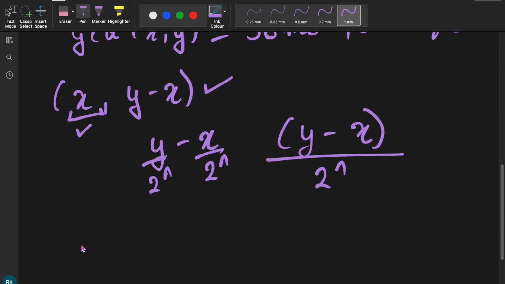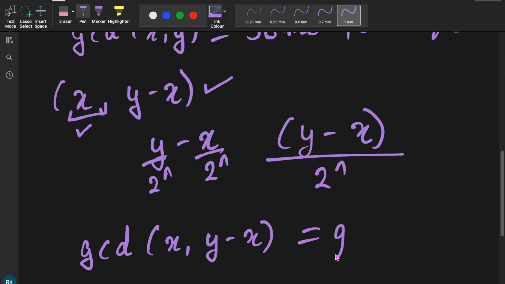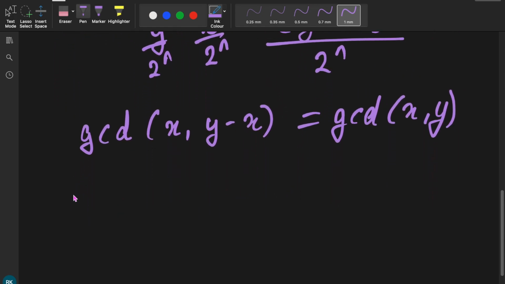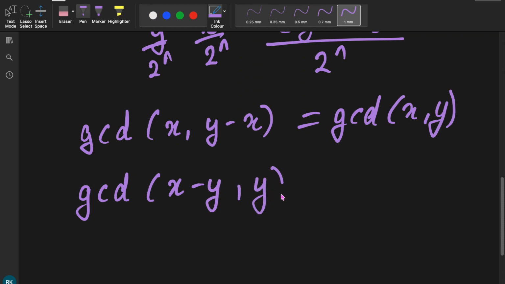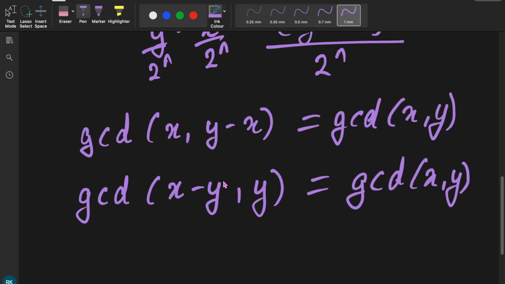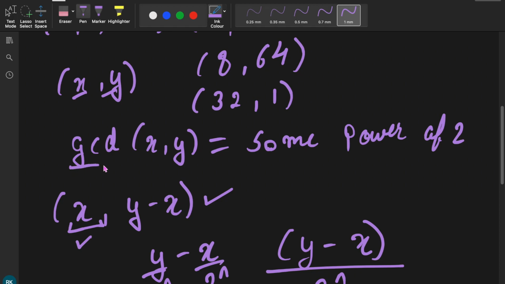So if we consider the GCD of x comma y minus x, this will be the same as the GCD of x comma y, right? And in the same way we can also say that the GCD of x minus y comma y, that is our second step, will also be the same as the GCD of x comma y. I hope you got this logic. And what was the GCD of x comma y? The GCD of x comma y was some power of 2.